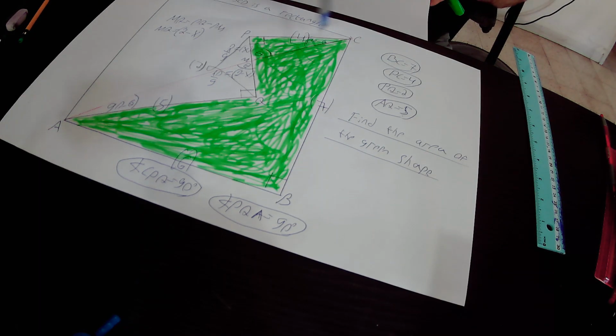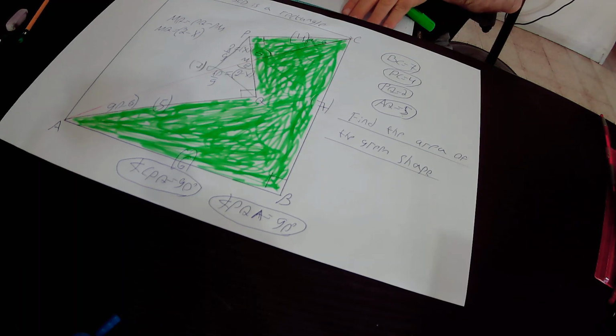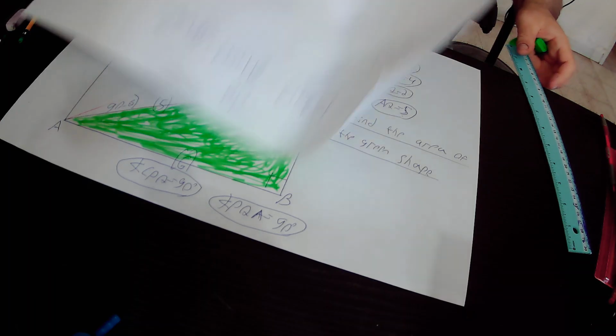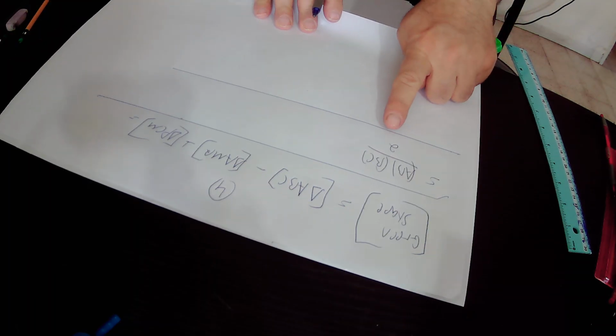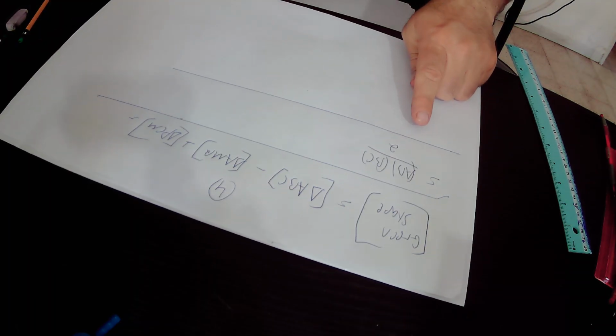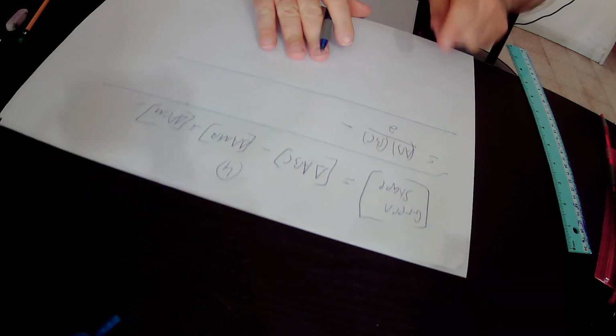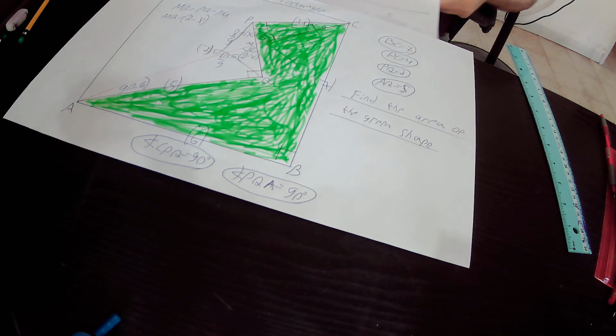What is the area of triangle ABC? The area of triangle ABC equals the base of the triangle, that is AB, times the height to the base, that is BC, over 2. Repeat again. The area of the right big triangle ABC equals the base AB times the height to the base, that is BC, over 2. Minus the area of the right triangle AMQ.